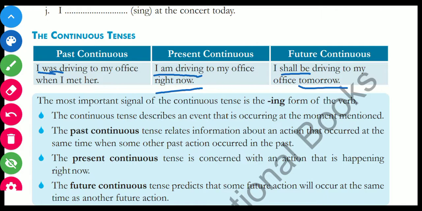When talking about present continuous, I am driving to my office right now, that means मैं अभी अपने गाड़ी से ऑफिस जा रहा हूँ. When we are talking about future continuous, I shall be driving to my office tomorrow. That means tomorrow at this time, at the same timing, I'll be going to my office driving. This is how you can differentiate between past continuous, present continuous, or future continuous. Okay, so now see the box.